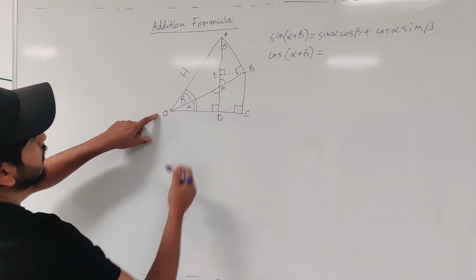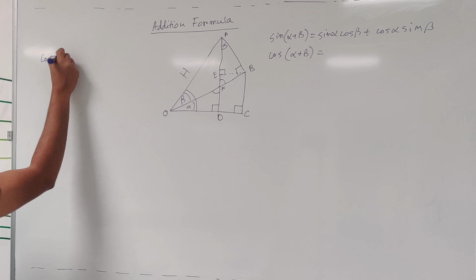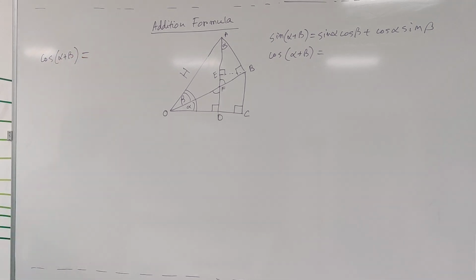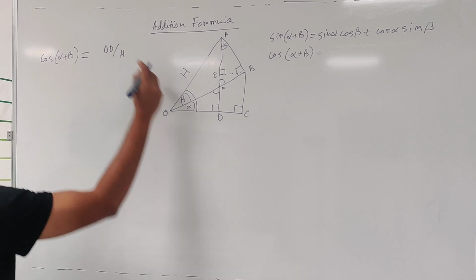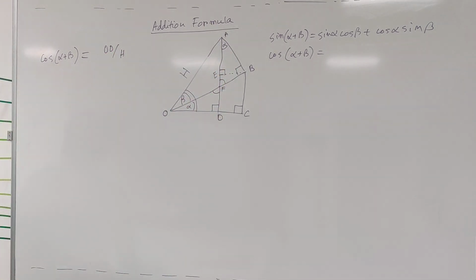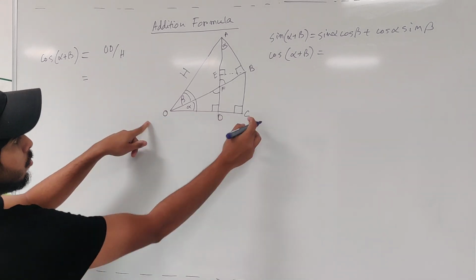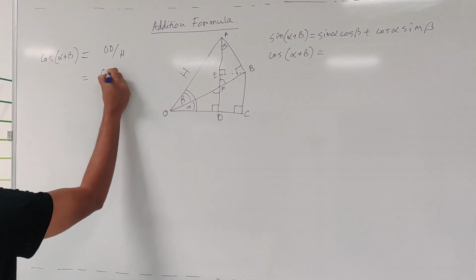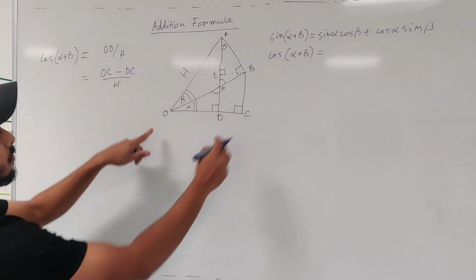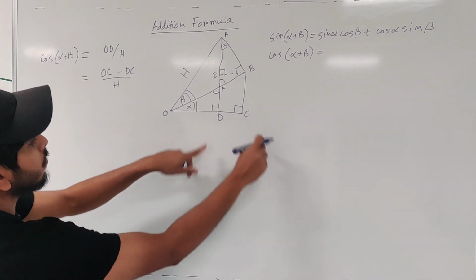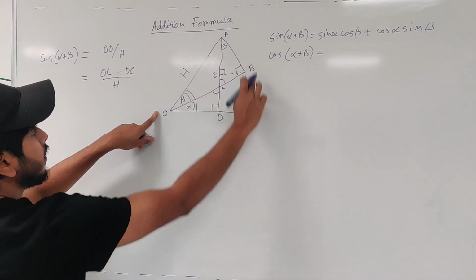So considering this triangle OAD, which is a right angle triangle, cos alpha plus beta is going to be OD over H, the hypotenuse, base over hypotenuse. So we have to figure out OD. What is OD? OD is OC minus DC, over H, right? So we have to first find out OC, then second find out DC. So how do you find out OC? Consider this triangle OBC.